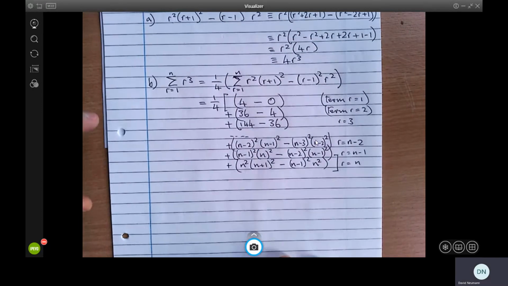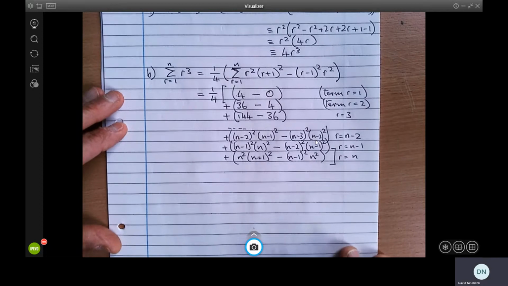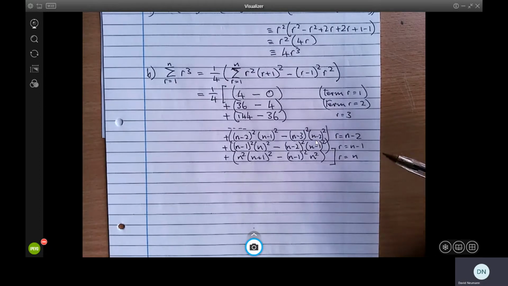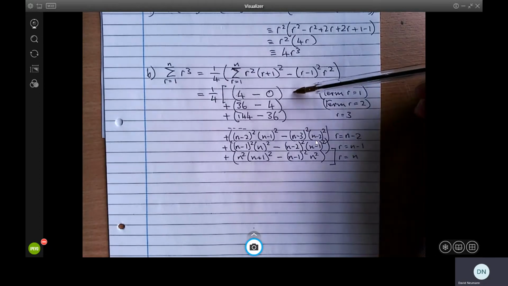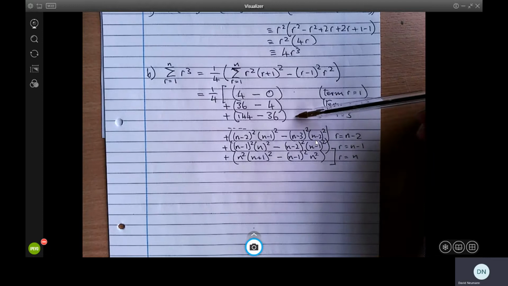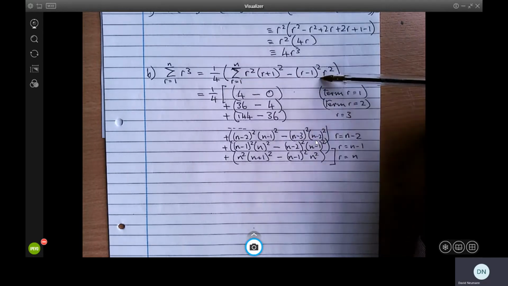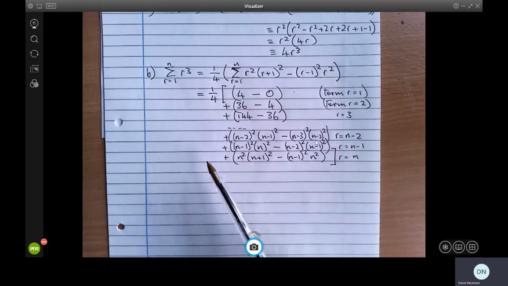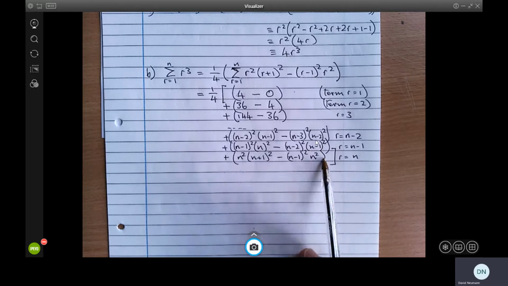Sorry, I've gone a little bit too far there. So we've written out the first 3 terms here of this series by using this expansion, and the last 3 terms. Now let's have a look at what's happened with these terms.